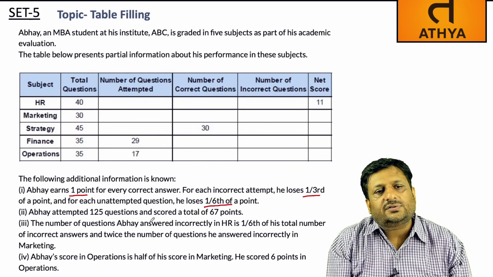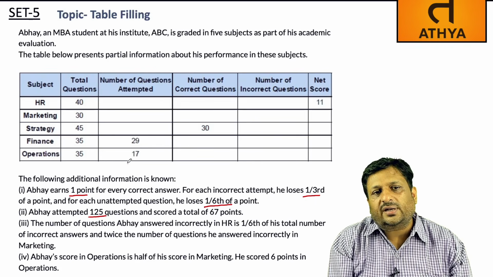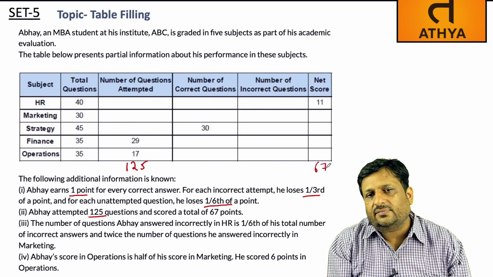So it means he earned 1 point for correct, 1/3 is the negative marking for incorrect, and 1/6 is the negative marking for the leftover question. Now Abhay attempted a total of 125 questions, so total attempted is 125. Okay, it is given to me, and total score is also given to me, 67.